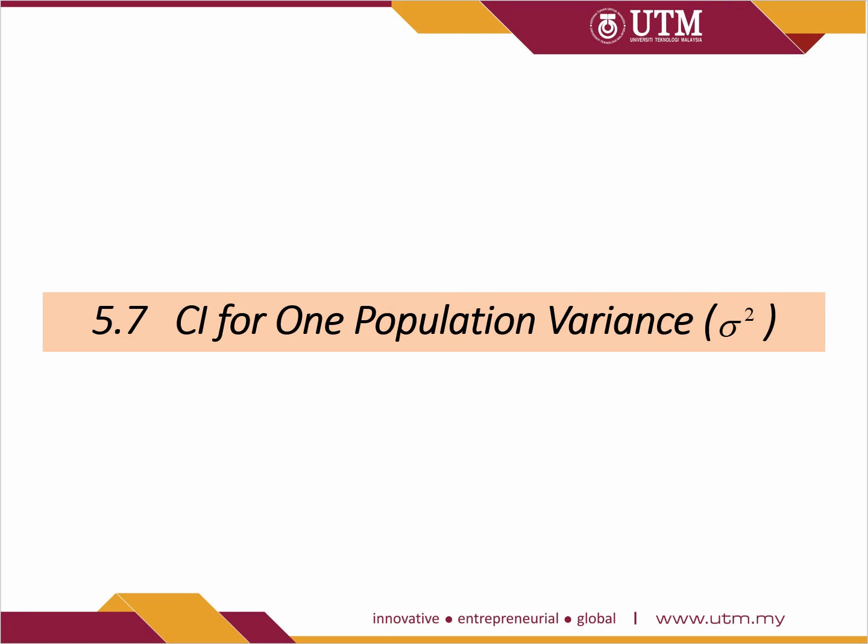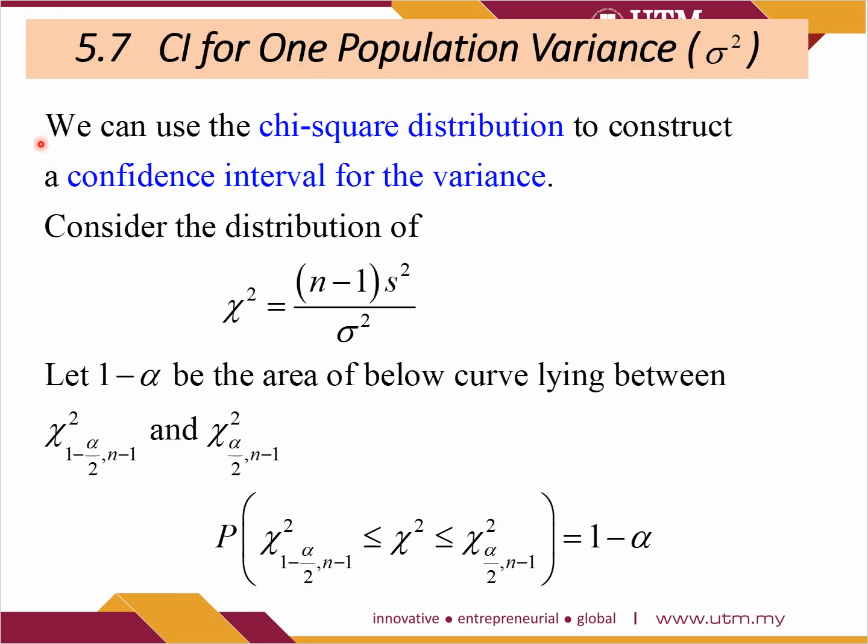In this video, you are going to learn about the confidence interval for one population variance. The symbol for the population variance is sigma square. For the confidence interval for population variance, we can use the chi-square distribution to construct the confidence interval for the variance. Consider that the chi-square distribution is given as n minus 1, the sample variance divided by the population variance. So this is the symbol for the chi-square.